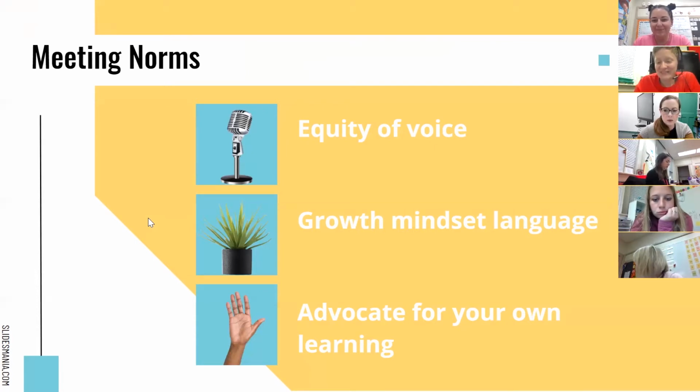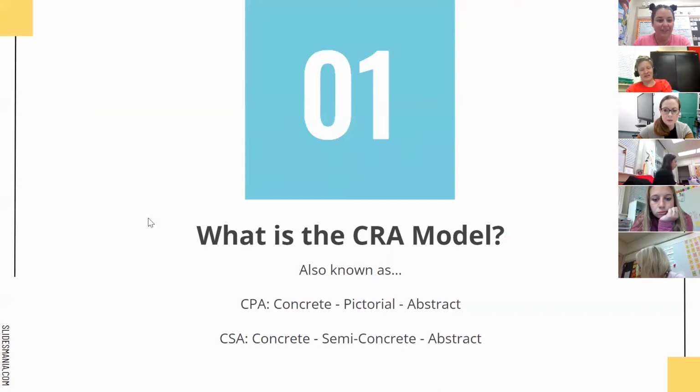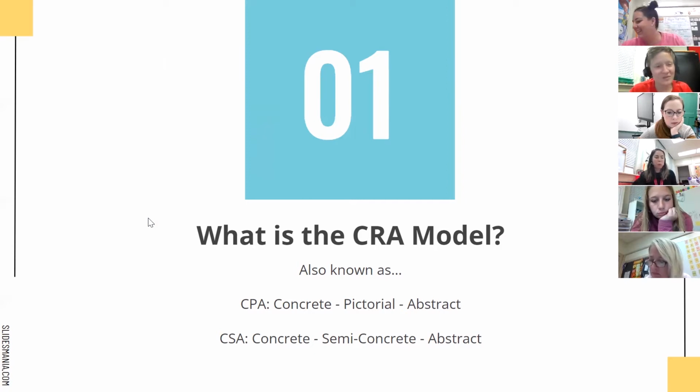Okay, fantastic. All right, so to just jump right in, what is the CRA model? I also want you to be aware that if you're searching for resources or see it in other places, you might see it called the CPA or the CSA, that middle letter. Different researchers call it different things. The R could be pictorial, or the P could be for pictorial, or S for semi-concrete. It's all basically the same thing. Some people might get all up in their feelings about how they're different. To me, it's all describing the same idea.